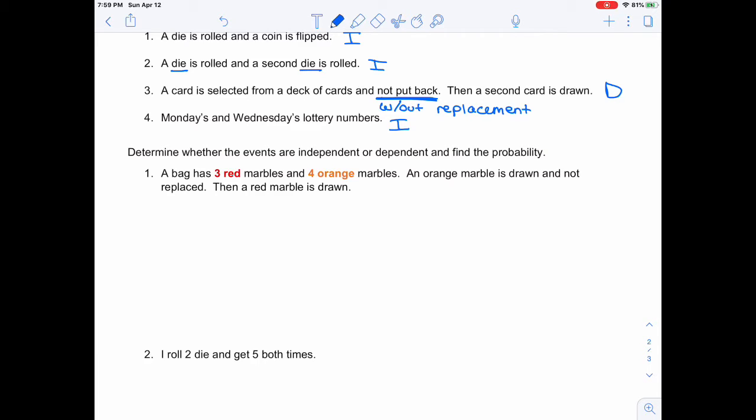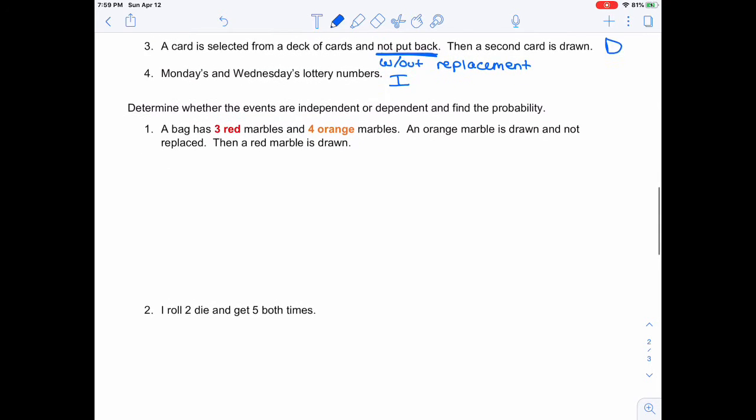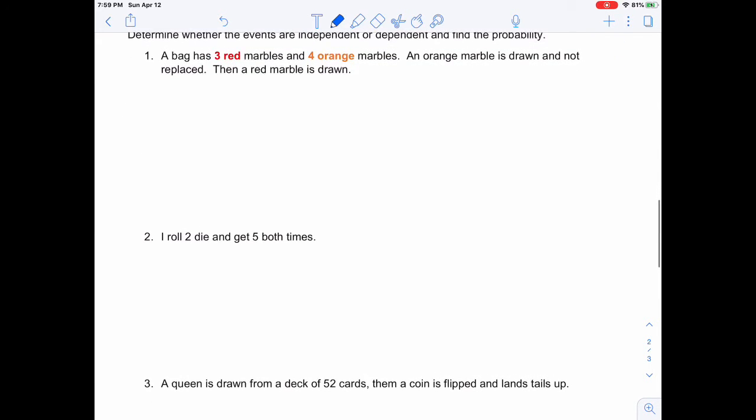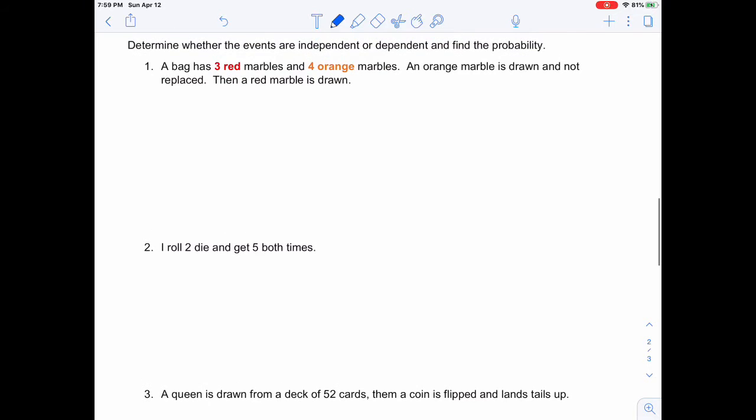All right, we're gonna do the first 2 examples here together, and then I'm gonna suggest you pause the video and do the rest. So looking at this first one, we got a bag, has 3 red marbles and 4 orange. An orange is drawn and not replaced. Again, that's your key phrase right there. Then a red marble is drawn. So we have to say if it's independent or dependent and then find our probability of this given event.